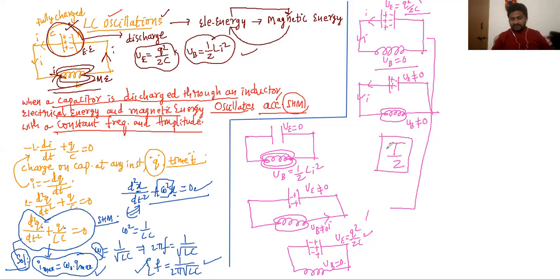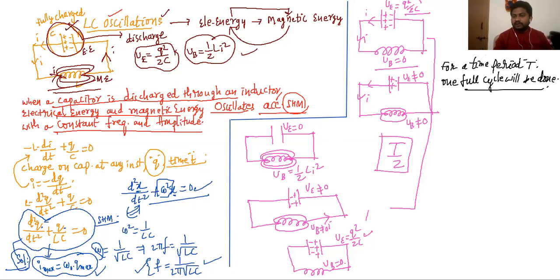How do you know that it is half of the cycle? Because the polarities are changed here, see. So now the left side plate is positive. After half cycle, the right side plate is positive, and for another half cycle the same thing will repeat. That means for a time period T, one complete cycle will be finished, right? So the same thing I'll write here: for a time period T, one full cycle will be done.